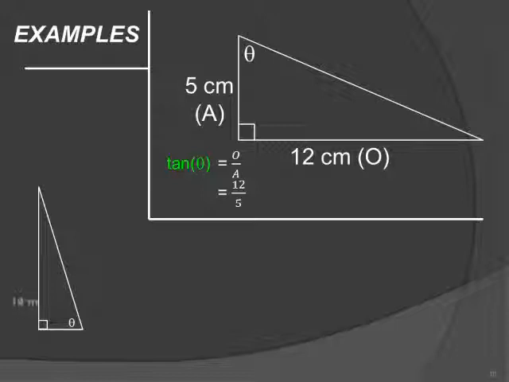Another example. You have an opposite of 19 metres, an adjacent of 5 metres. So tan of the angle is opposite over adjacent, 19 over 5. Done.